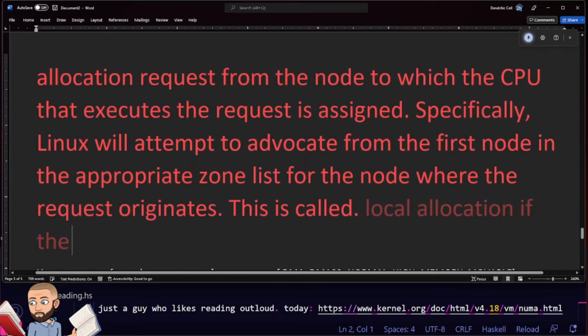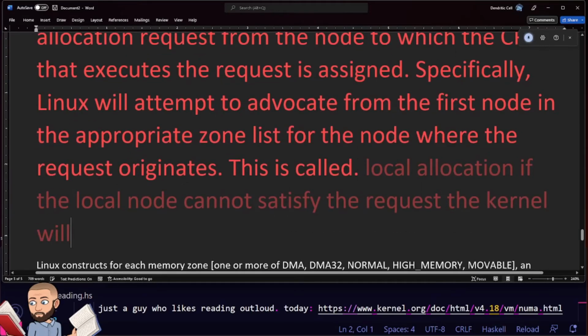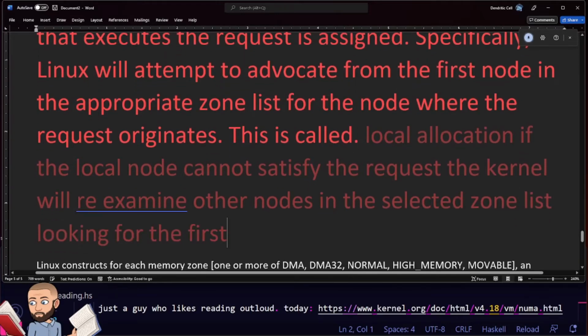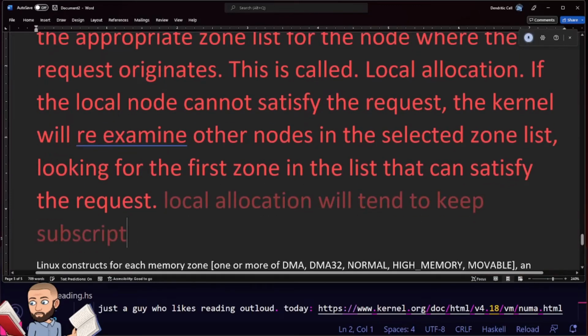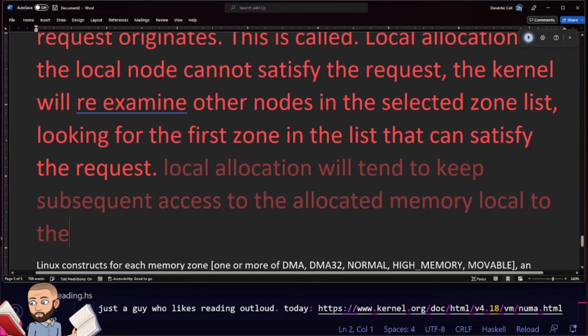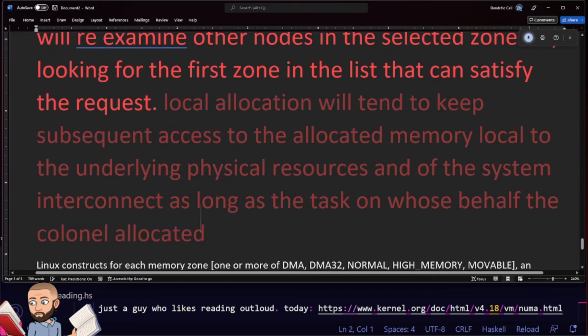If the local node cannot satisfy the request, the kernel will re-examine other nodes in the selected zone list, looking for the first zone in the list that can satisfy the request. Local allocation will tend to keep subsequent access to the allocated memory local to the underlying physical resources and off the system interconnect, as long as the task on whose behalf the kernel allocated some memory does not later migrate away from that memory.